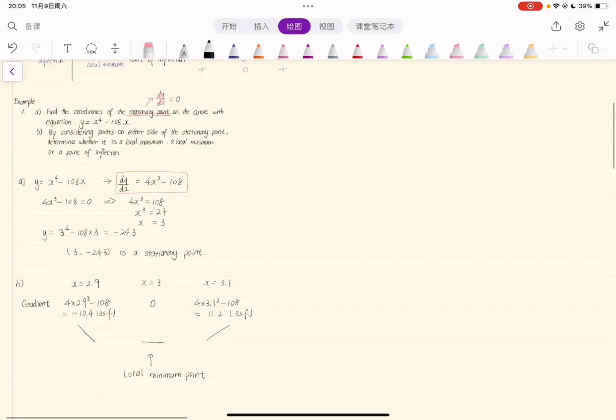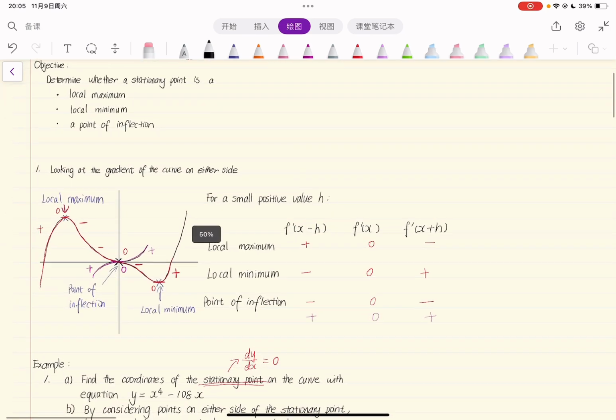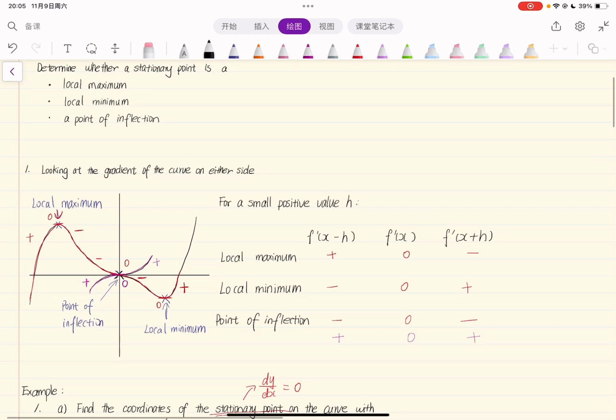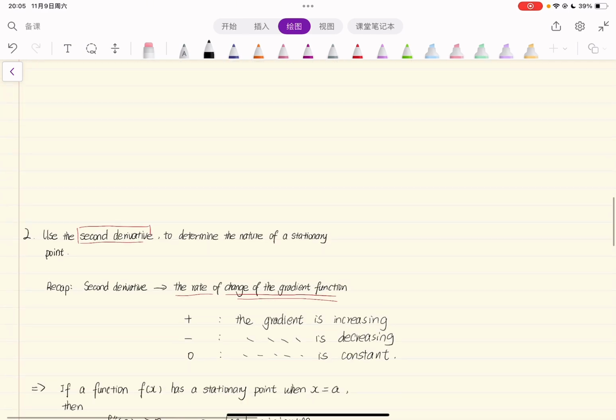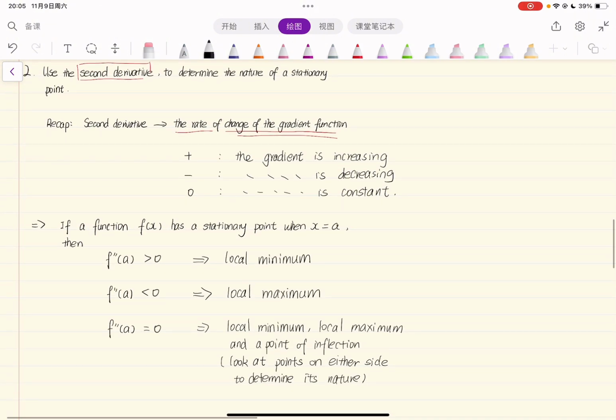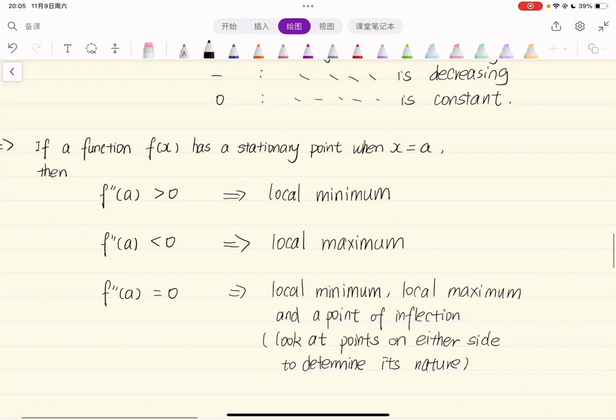So in this video, we learned that we can look at the gradient of the curve on either side to determine the nature of the stationary point. And the second approach is that we can use the second derivative to determine the nature of the stationary point.